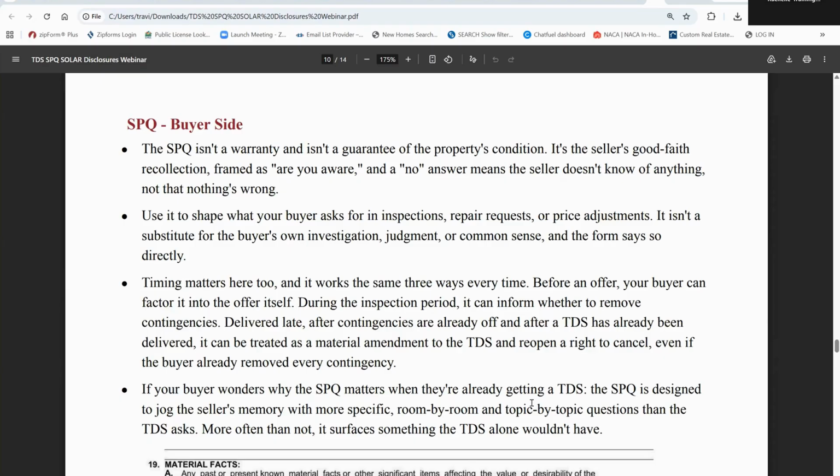On the buyer side, the SPQ is not a warranty. It isn't a guarantee of the property's condition. It's the seller's good faith recollection, framed as "are you aware of?" and a no answer means the seller doesn't know of anything, not that nothing's wrong. Use it to shape what your buyer asks for: inspections, repair requests, or price adjustments. This isn't a substitute for the buyer's own investigation, judgment, or common sense, and the form says so directly.